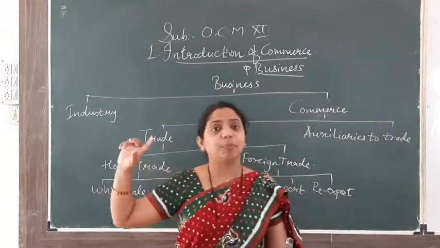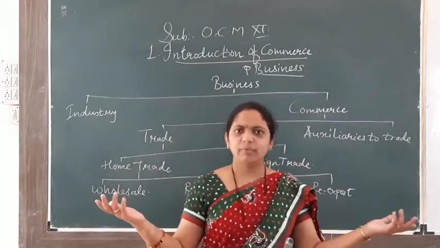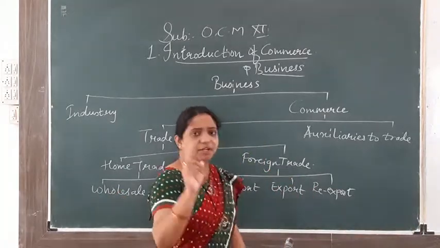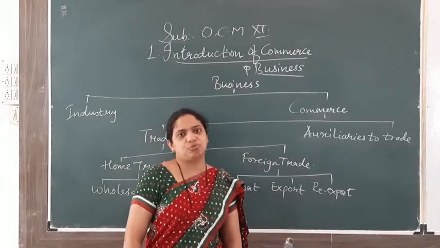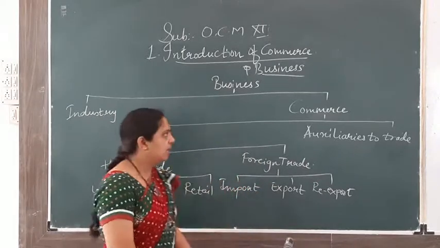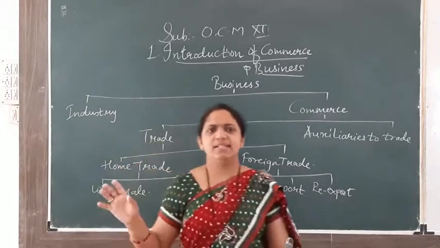Industry is related with production and commerce is related with distribution. Got it? Commerce is further divided into two parts. The first is trade and the second is auxiliaries to trade. We will see the first part. Trade means what? It is very easy. Once you understand, it is easy only.